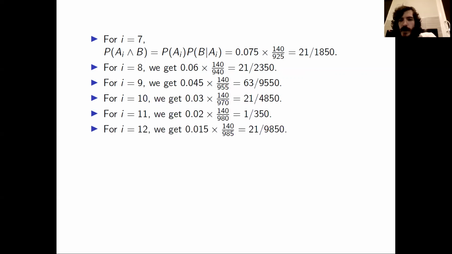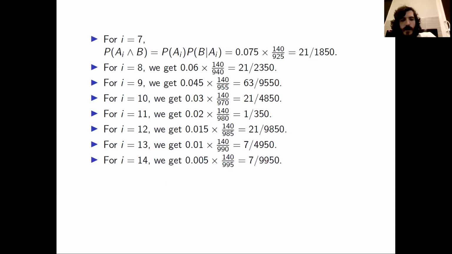For I equals 12, the 12th worst team had 15 combinations. So we get 15 over 1,000, which is 0.015. The numerator on the right is still 140. The denominator is 1,000 minus 15, which is 985, and we simplify that product to 21 over 9,850. The 13th worst team only had 10 combinations, so the probability they got the first pick was 10 over 1,000, which was 0.01. The conditional probability of B conditioned on AI is just 140 divided by the quantity 1,000 minus 10, just 990, and we simplify the product to 7 divided by 4,950.